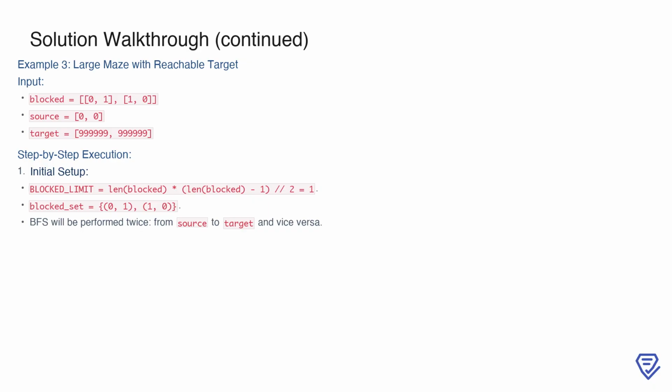The blocked cells are stored in a set for efficient lookup. As before, two BFS operations will be performed, one from the source to the target and another in the reverse direction. This ensures that we can explore the feasibility of escape from both perspectives in this much larger maze.